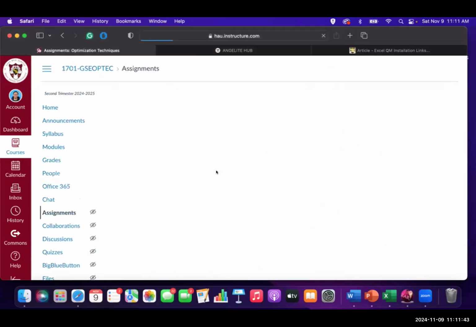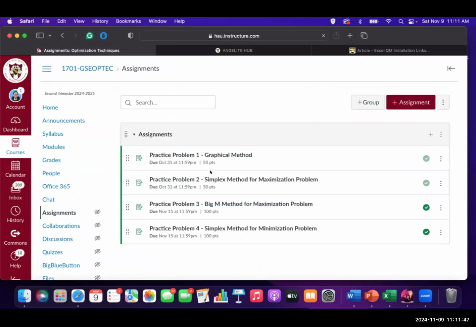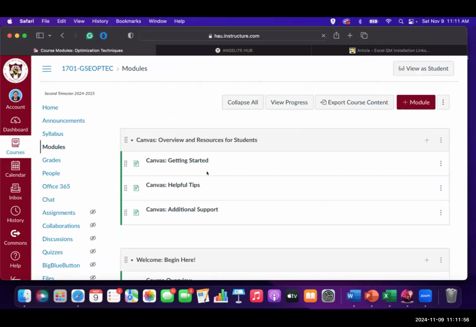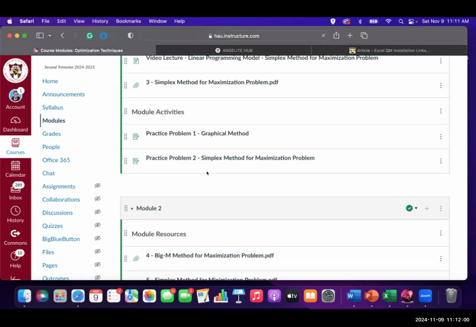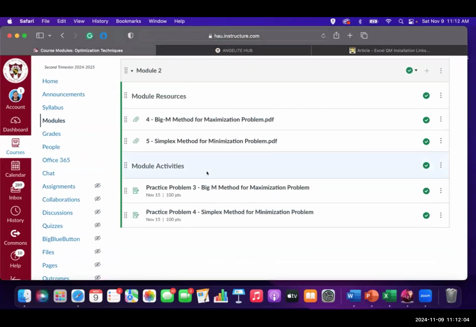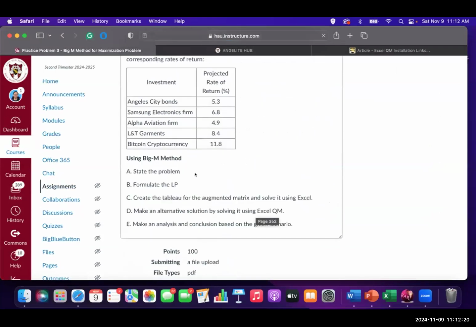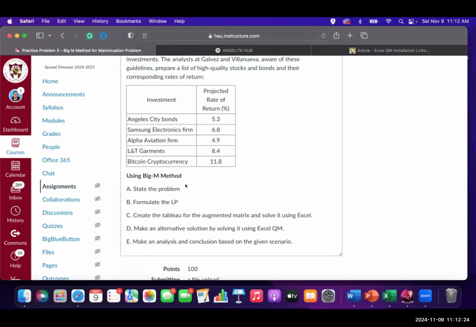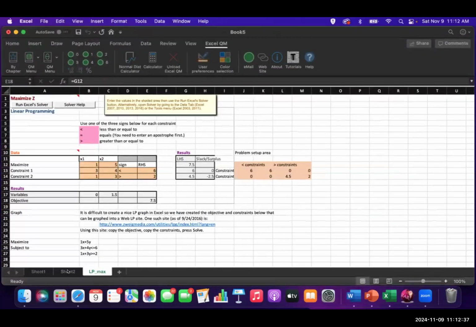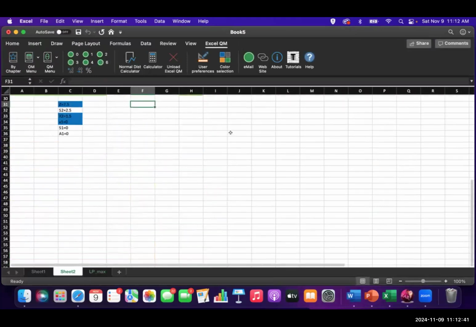So for maximization problem, using big M method, if you go to your module, okay, we'll be solving this one. Big M method for maximization problem. So this will be the scenario. And then using big M method, you state the problem, formulate the LP, and create the tableau for the augmented matrix using Excel. Ito yung ginawa ko kanina. So using Excel, try to solve it, then show the tableau.